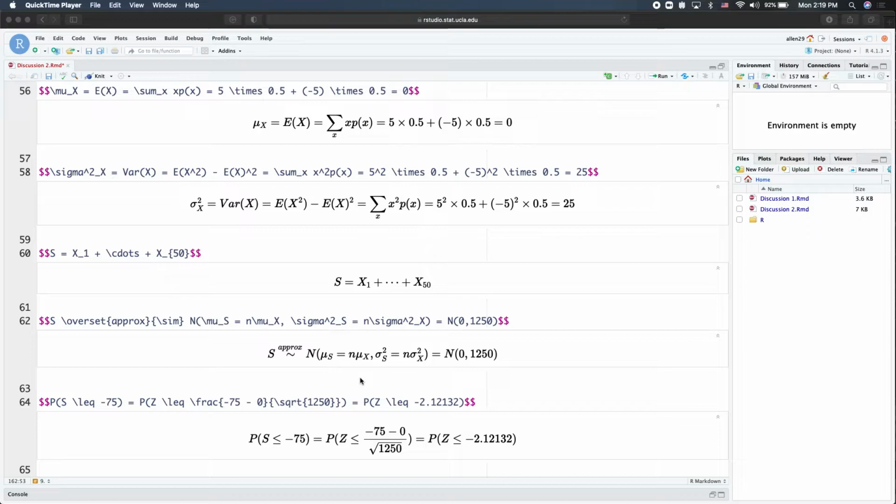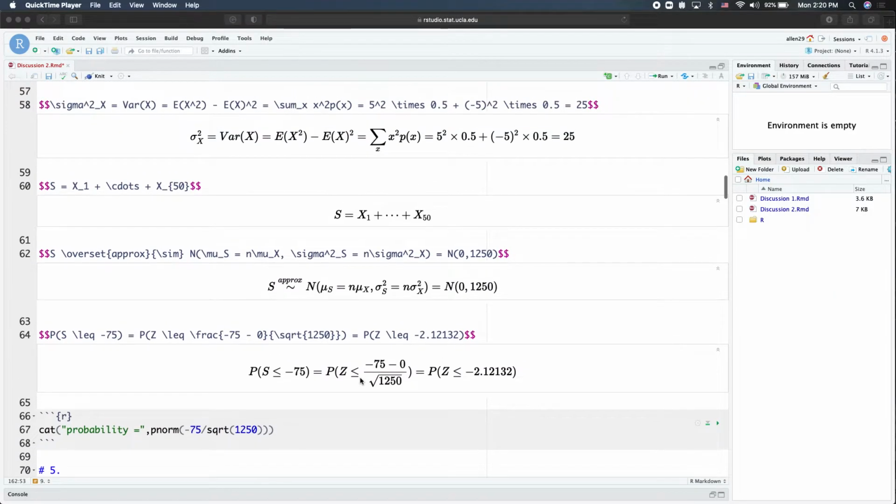And this is the quantity we are interested in: losing more than $75. So we convert S from a general normal distribution to a standard normal distribution by subtracting the mean and dividing by the standard deviation. Under the standard normal distribution, we are interested in Z less than or equal to -2.12. Then you can use a Z table or function to calculate that.